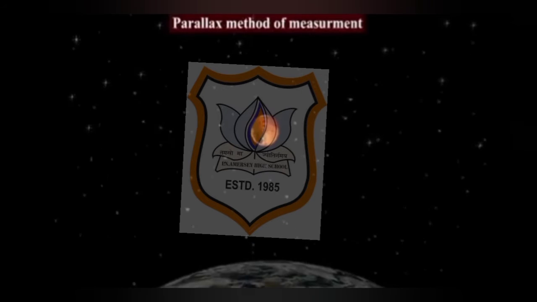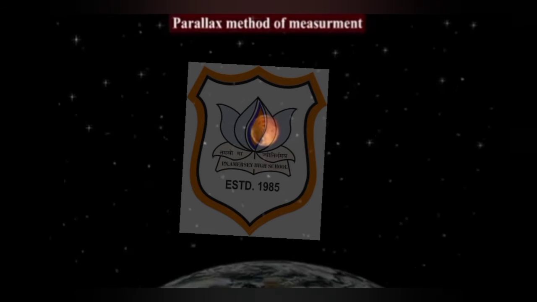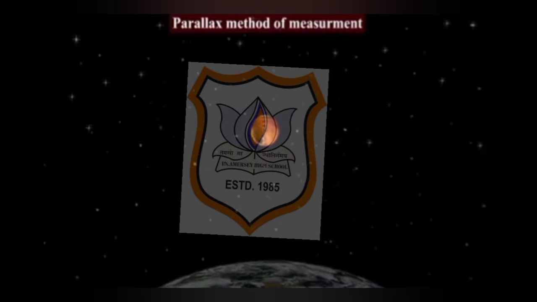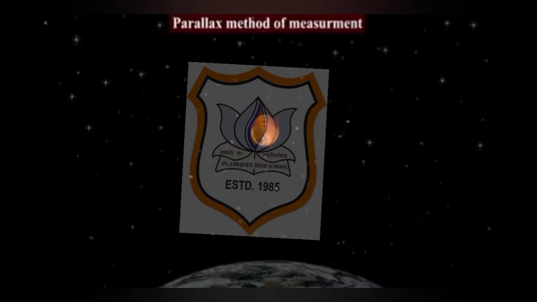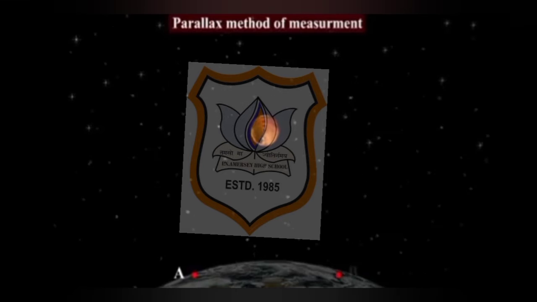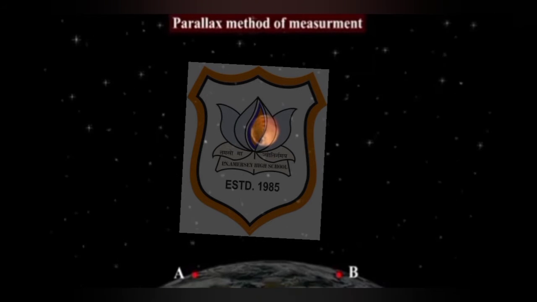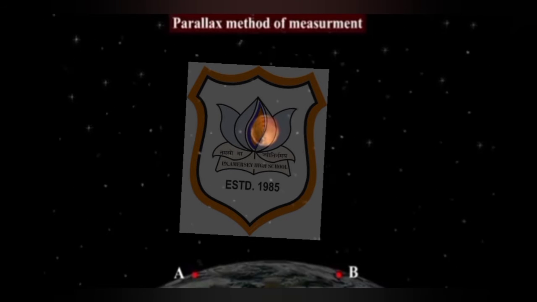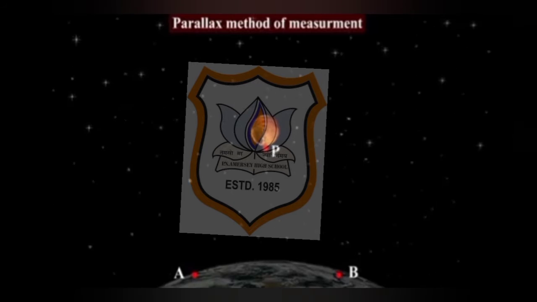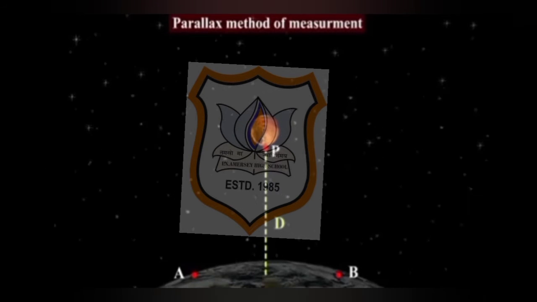The parallax method of measurement lets us measure large distances, like say the distance of stars and planets from Earth. Let me show you how. From 2 points on Earth, A and B, two astronomers observe simultaneously the position of a planet P on the background of distant objects. Let the planet be at a distance d away from the Earth.